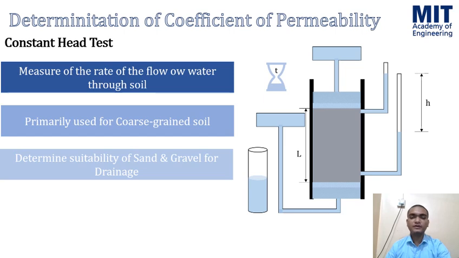This is the height, length, and time required, and with all these parameters, we get the formula for the coefficient of permeability by the constant head method as QL upon AHT, where Q is the volume of water collected, A is the area of cross section of the soil specimen, T is the duration of time of water collection, and H is the height difference.